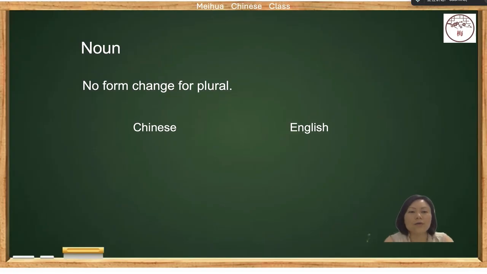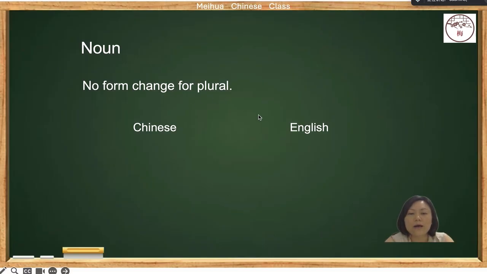First, the noun. Okay, the significant difference here for noun between Chinese and English is that there is no form change for noun. Actually, for every word class in Chinese language, we don't change the form, as I already discussed in the last session, if you still remember.